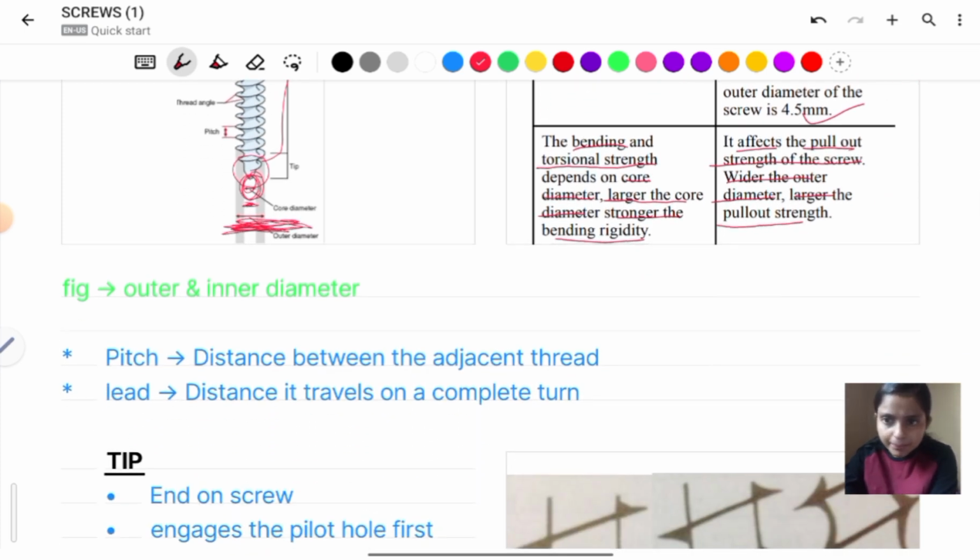Pitch. This is the pitch. It is the distance between adjacent threads. The distance the screw travels on a complete turn is the lead.